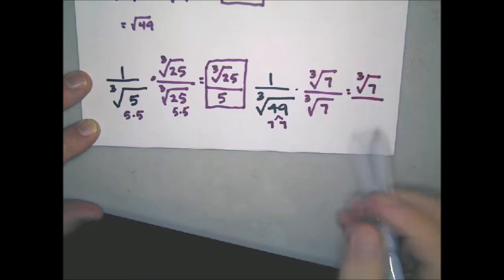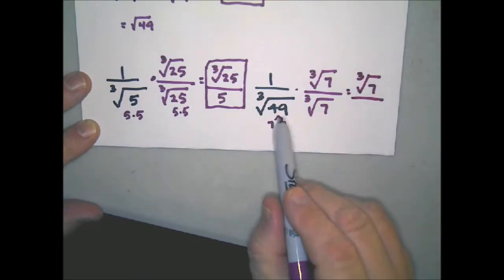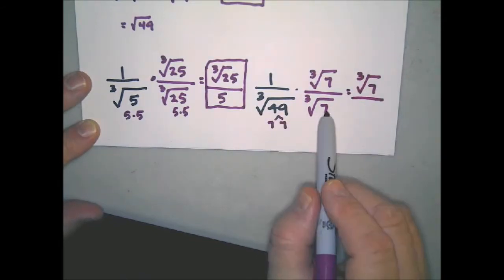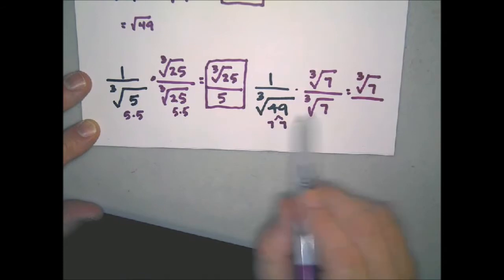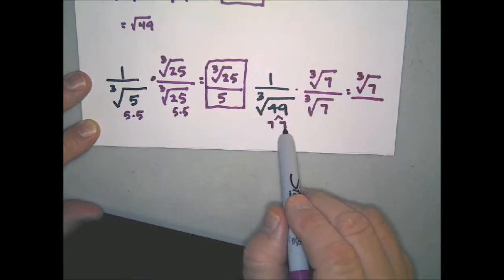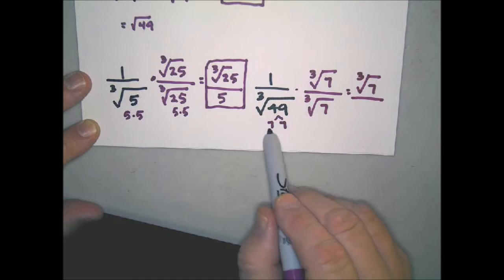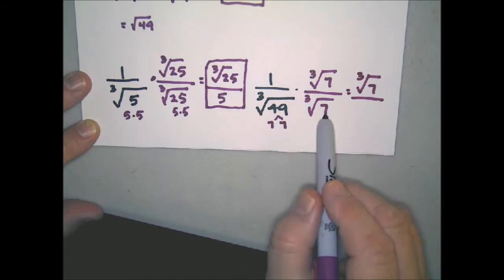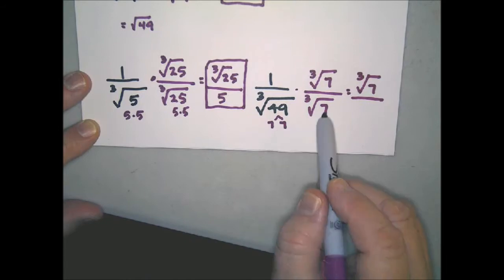And my denominator, I'm not even going to worry about what 49 times 7 is, because I see this 49 as 2 sevens. And here are the 2 sevens. Here's the new one that I introduced to the problem. Now here's 3 of them, so I get to take one of them out.